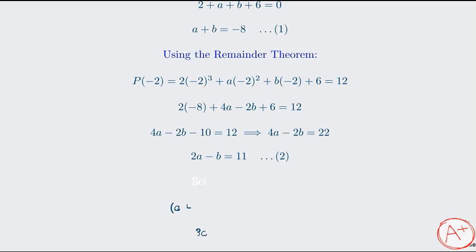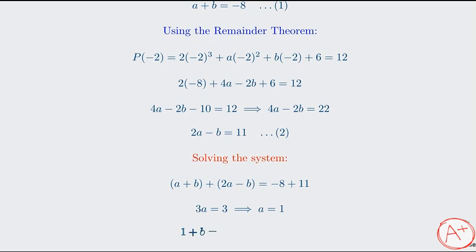Now, solve the system. Adding equation 1 and equation 2 eliminates b, giving us 3a equals 3. So a must be 1. Substitute a equals 1 back into equation 1. 1 plus b equals negative 8, which means b equals negative 9.